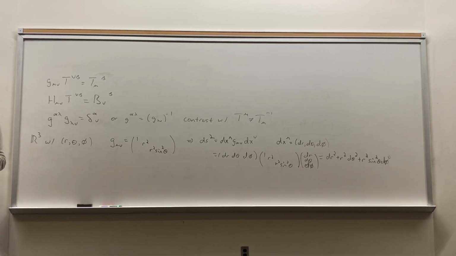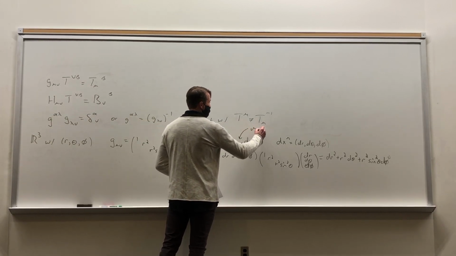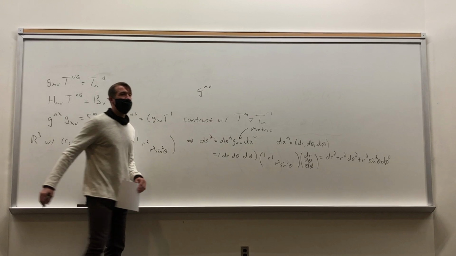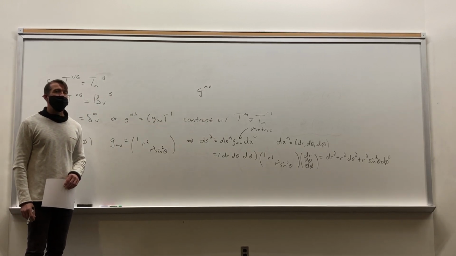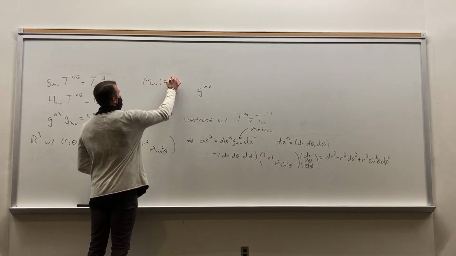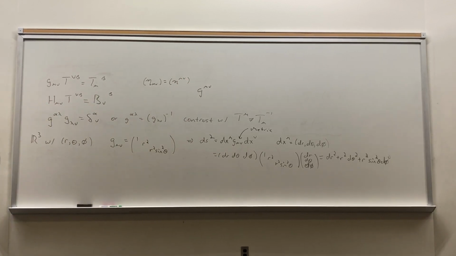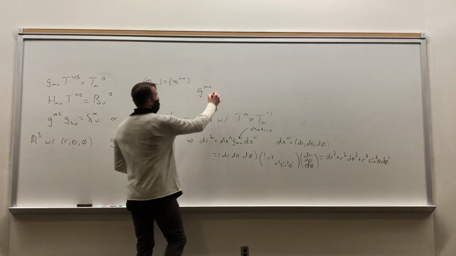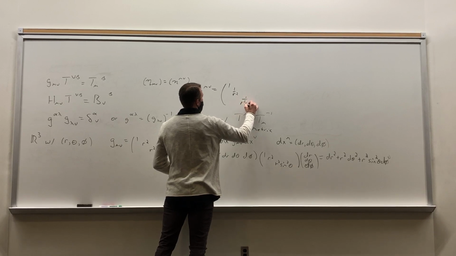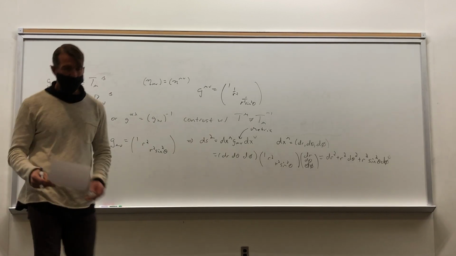Now here's an important observation. The metric is this. It is not this. Remember, in special relativity, η^{μν} has the same components as η_{μν}, because the inverse of diag(-1, 1, 1, 1) was diag(-1, 1, 1, 1). Here, that's not the case. In this case, the inverse would be diag(1, 1 over r squared, 1 over r squared sine squared theta), which is definitely different than the metric. Okay?